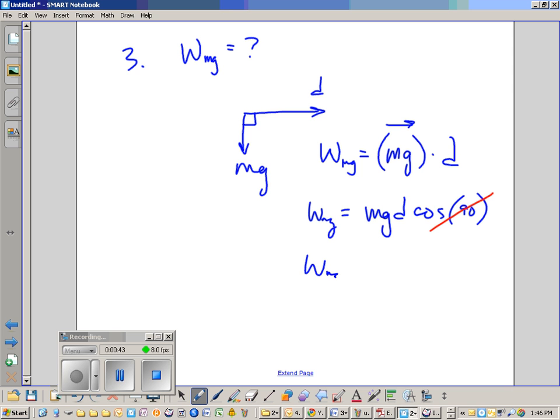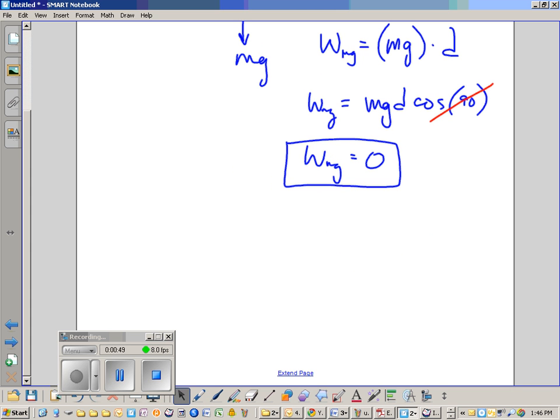Work done by mg is equal to 0, okay? So that's the answer to number 3. Also, remember, intuitively, it makes sense that if you've got a displacement in this direction, a force that's acting perpendicular has no component either to slow it down or speed it up. That is, to change its kinetic energy in any way. Therefore, it's doing no work.